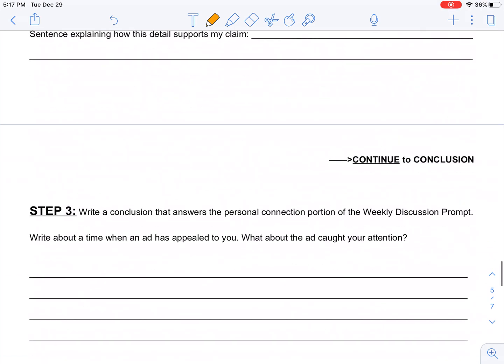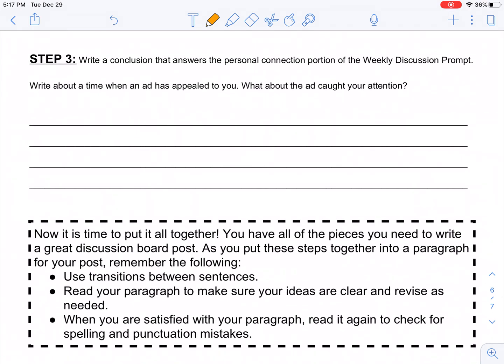Okay. And then finally, don't forget that because these posts are connections to literature, it's not just about providing text evidence, but can you connect with it as well? I'd like you in your conclusion sentences to write about a time when an ad has appealed to you. What about the ad caught your attention? So it doesn't mean that you necessarily bought the product, but what about it appealed to you?